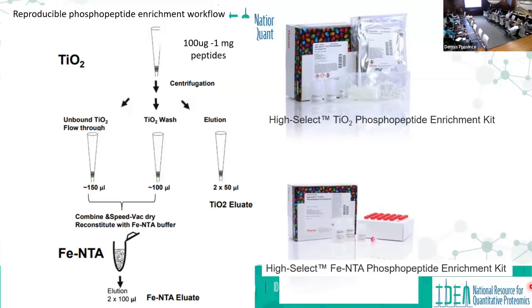What we do is it's a little pipette tip that has a little titanium oxide resin in it. You load your peptides in. We take the peptides that don't stick, and we collect them. We do a wash of this, and we collect it. We then take those two washes and pass over another column, the iron column. And then we take the phosphopeptides enriched from the titanium and the iron, and we do something kind of crazy. We mix them back together.